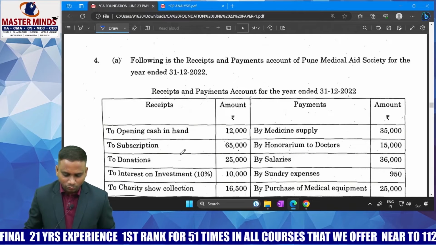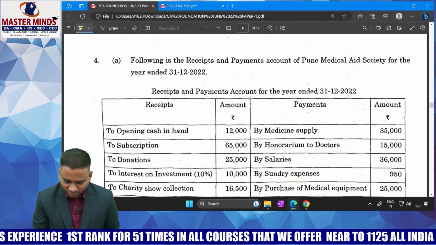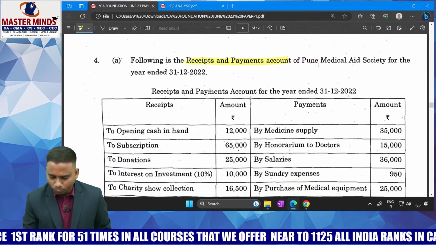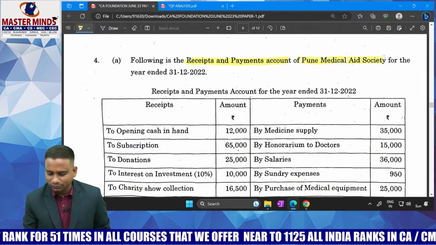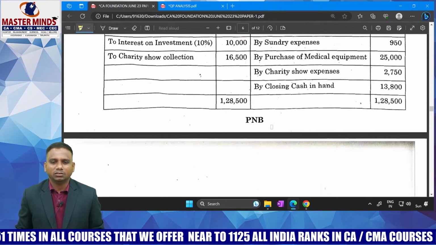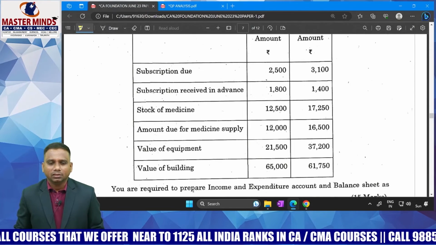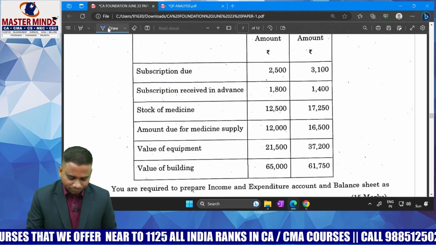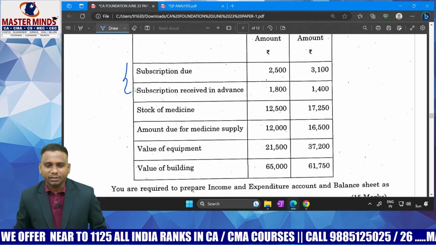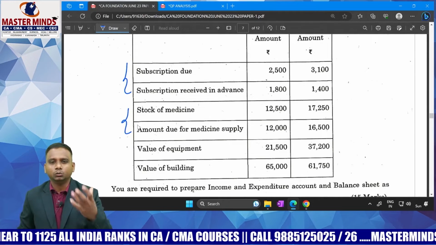Next question, students, 4A. This is from NPO. See what they have given. They have given the receipts and payments account of Pune Medical Aid Society. Okay. Next, look at the receipts and payments account they have given. Some additional information. And here what is the main adjustment? Subscription adjustment.